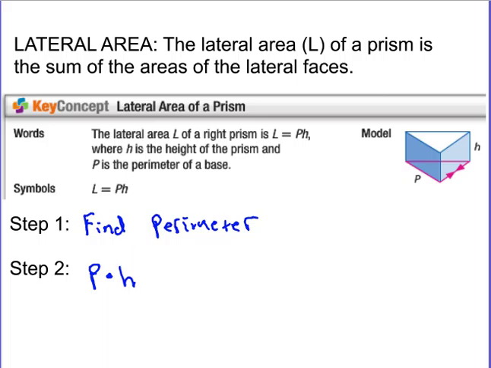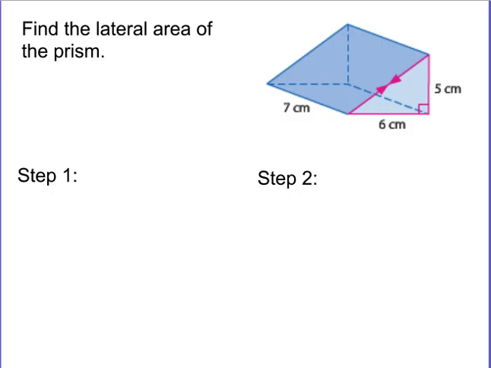So we're going to do those steps on a couple of examples. First, we'll start with this triangular prism. A prism is always named, by the way, for the shape of its base. So this is a triangular prism because it's got a triangle on each end, and the lateral sides are made up of rectangles. We're going to find the lateral area of the prism. The first thing we need to do is find the perimeter in step 1, so we want to know what P equals. In order to find the perimeter, we've got to add up the lengths of the three sides of the triangle, but we're missing a side. So how do we find that other side?